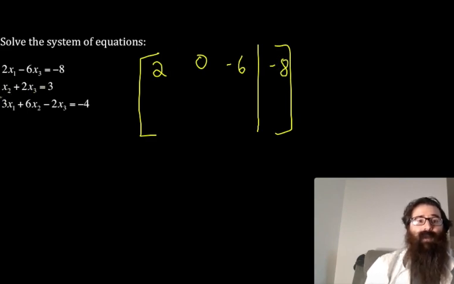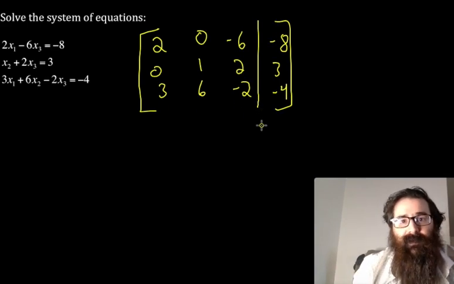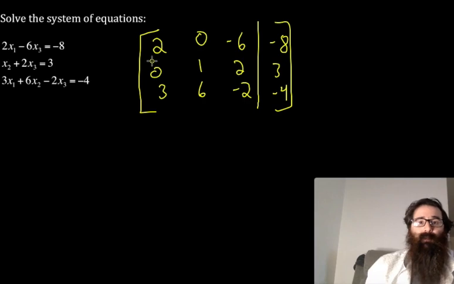For row 2, I don't have x1, so that should be 0x1. I have 1x2, 2x3, so write the 2, and then augmented with 3. And then here, this last one, not really trying to trick me, I can see all the pieces. I have 3x1, 6x2, negative 2x3, and then augmented with minus 4. So this is my augmented matrix that I get. Now I'm ready to start working with my row operations.